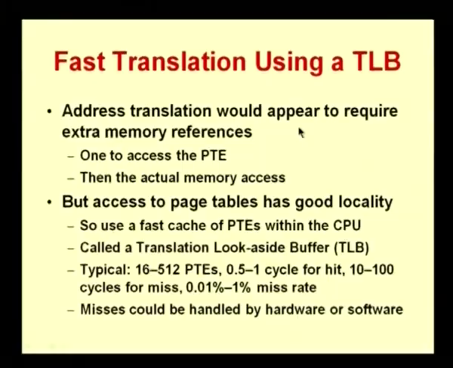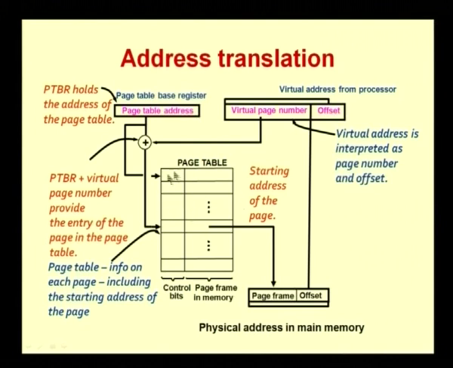There are certain issues that we need to look at in doing this address translation. One is that if we look at how this address translation actually gets done, it appears to require lots of memory references. Why do I require lots of memory references? Because before I do the translation, I need to first of all access this page table entry. And where is this page table going to be located? This page table itself will be located in main memory.